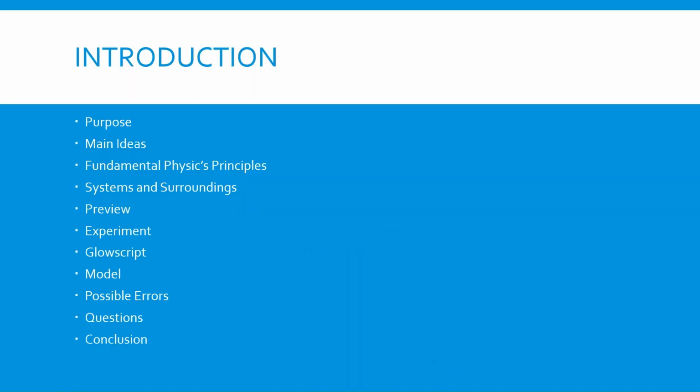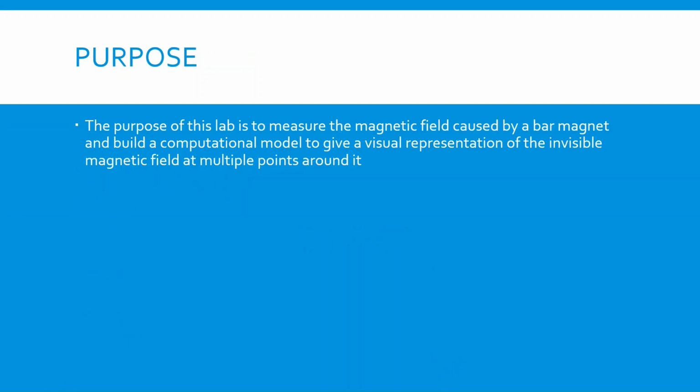Introduction. In this lab, I will be going over the purpose, main ideas, fundamental physics principles, system and surroundings, preview, experiment, GlowScript code, model, possible errors, questions, and conclusion. Purpose. The purpose of this lab is to measure the magnetic field caused by a bar magnet and build a computational model to give a visual representation of the invisible magnetic field at multiple points around it.